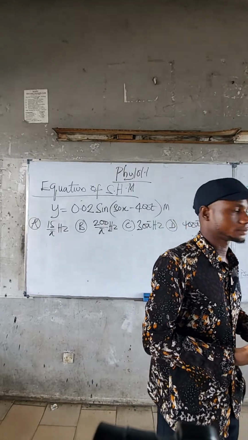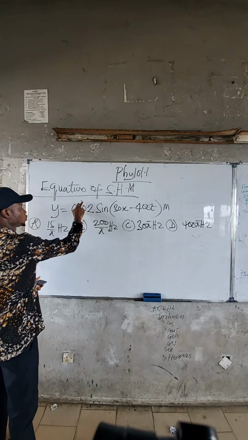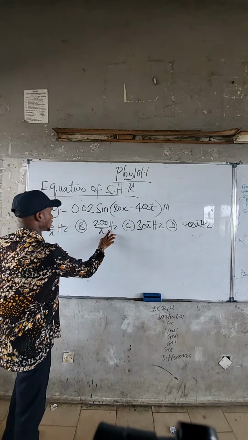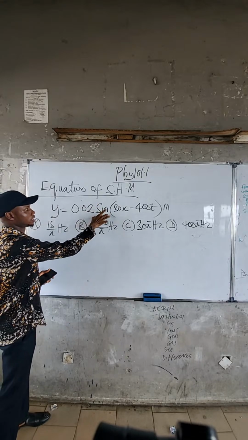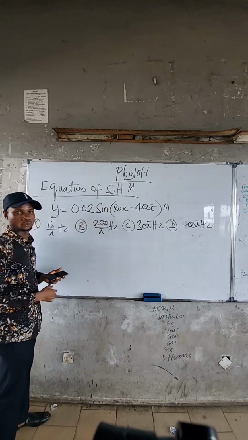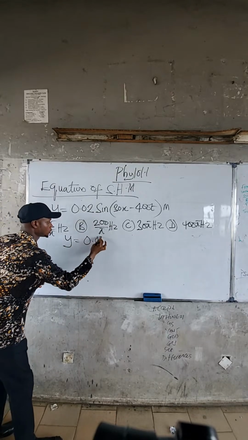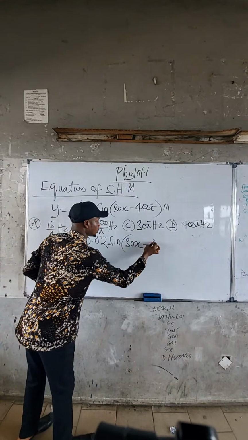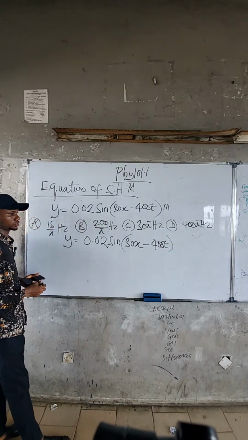Okay, let's continue, please. Now, I have this question: y equals 0.02 sine of (30x minus 400t) meters. At this point, I have to compare. Remember, I told you that whenever I want to solve anything related to simple harmonic motion, you compare the given question to the standard equation, okay? This is the given question here, y equals 0.02 sine (30x minus 400t). Please take note. Now compare this with the standard equation in terms of sine.